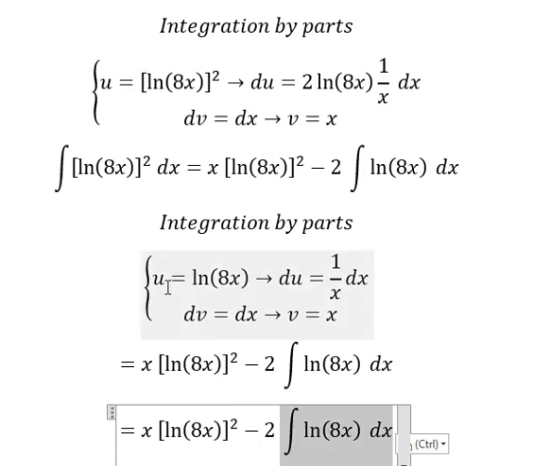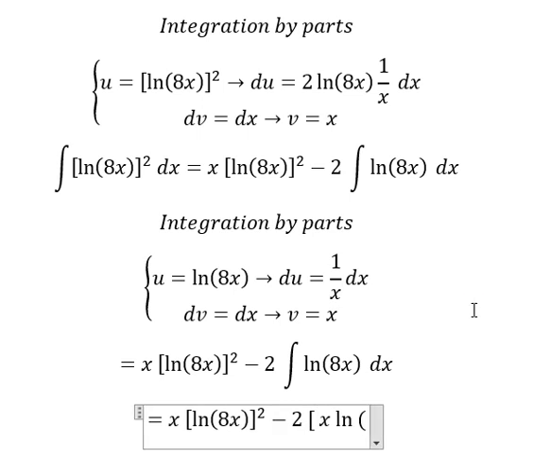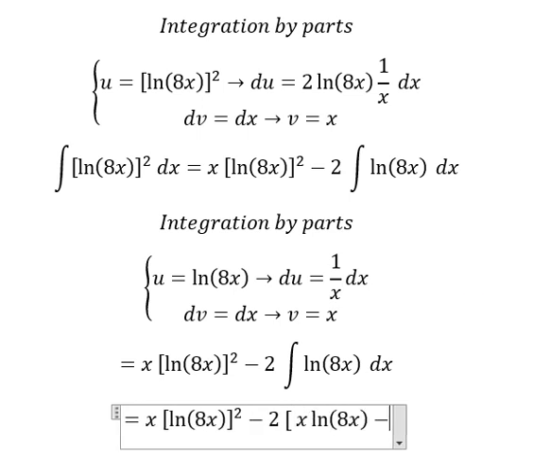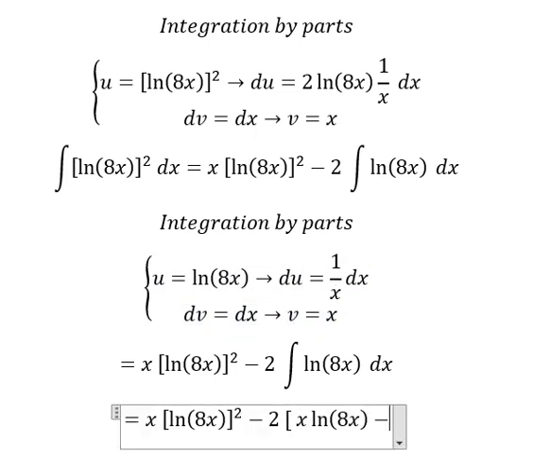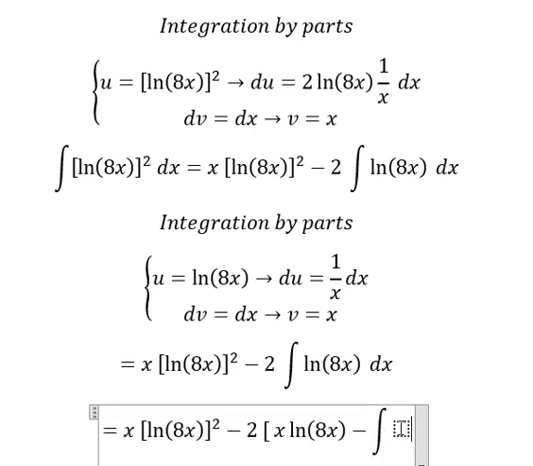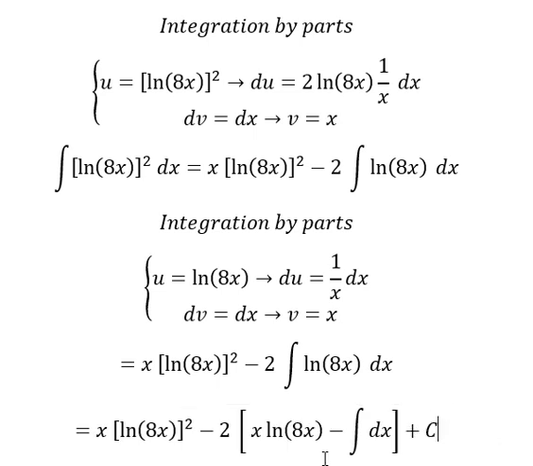So this one we have u multiplied by v, minus the integral of v du. So s divided by s, we have 1. And now we have the integration of ds, and I will put c.